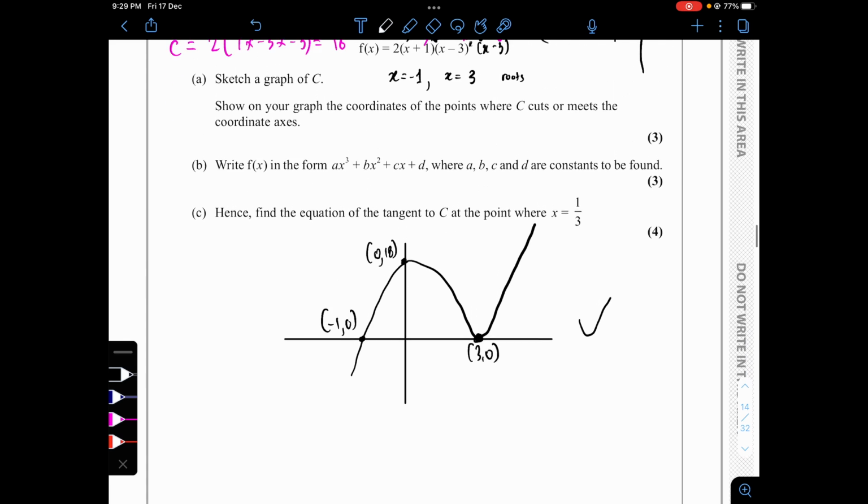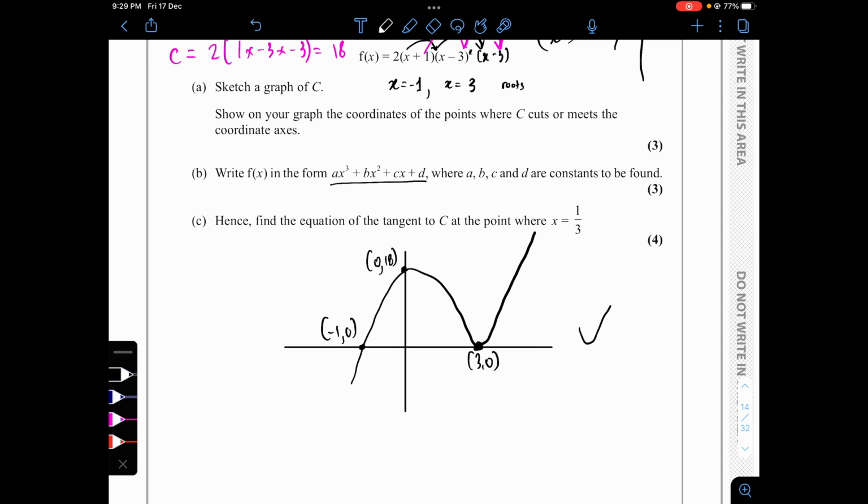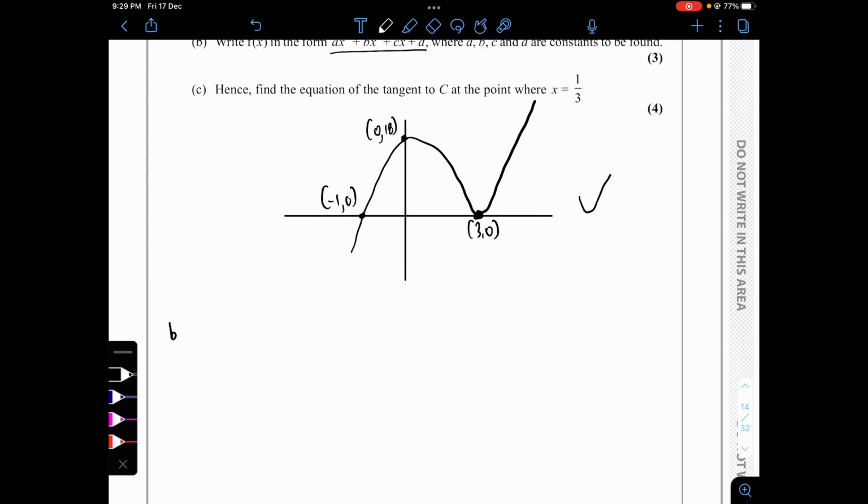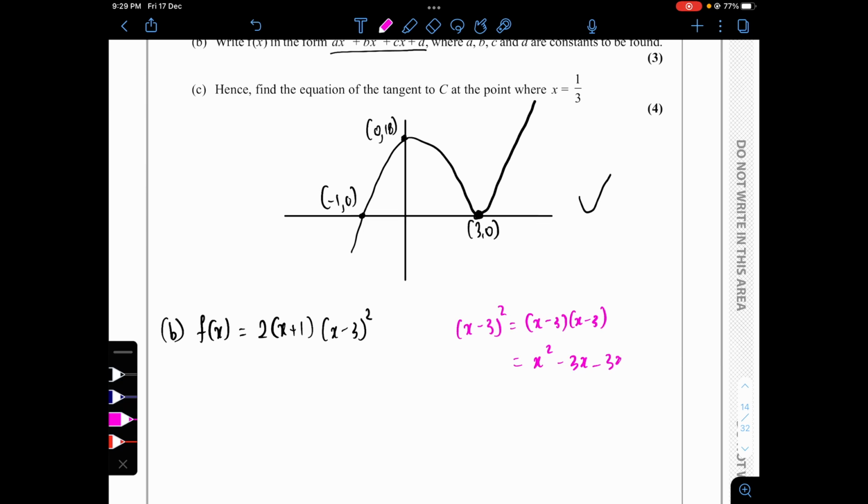Part B says write f of x in fully expanded form. That's pretty simple. So I'll write B here. Now we know f of x, as they're saying, is 2 times x plus 1 times x minus 3 whole squared. Now we can go ahead and just do x minus 3 whole squared separately. That'll be x minus 3 times x minus 3. That'll be x squared minus 3x, and then multiplied by -3 times x will be -3x plus 9. We can simplify this to get x squared minus 6x plus 9.